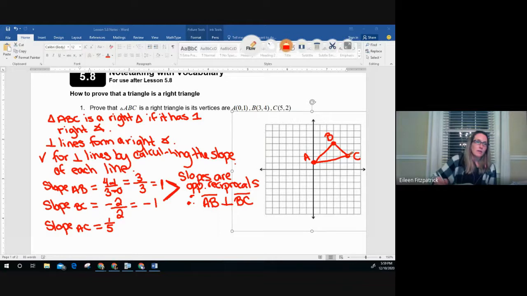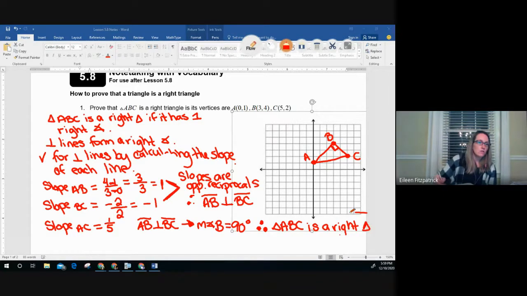All right, so if segment AB is perpendicular to BC, what is formed? A right angle is formed. So for your final answer, which I'm going to write down here, I'm going to say that AB is perpendicular to BC. That implies that the measure of angle B equals 90 degrees. Therefore, triangle ABC is a right triangle. So this whole thing right here would be the answer I'd be looking for.